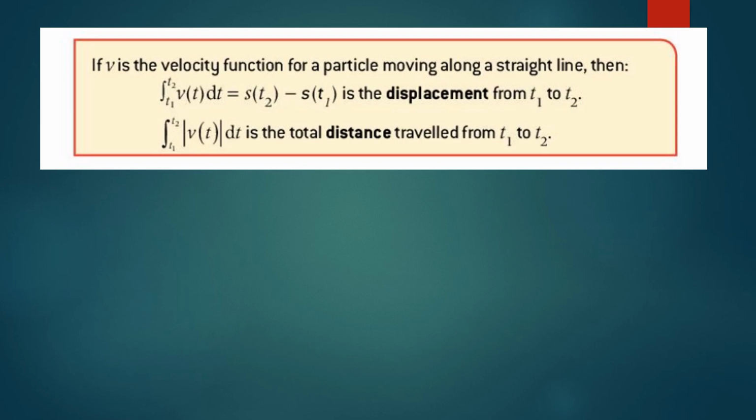Take note of this. If v is the velocity function for a particle moving along a straight line, then the integral of v(t) dt from t1 to t2 is the same as s of t sub 2 minus s of t sub 1. That is the displacement from time 1 to time 2. And if you get the absolute value of the velocity, then you will be getting the total distance traveled from time 1 to time 2.